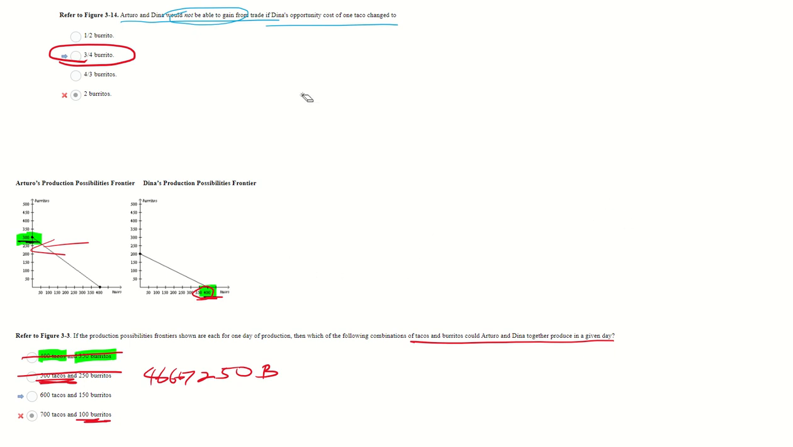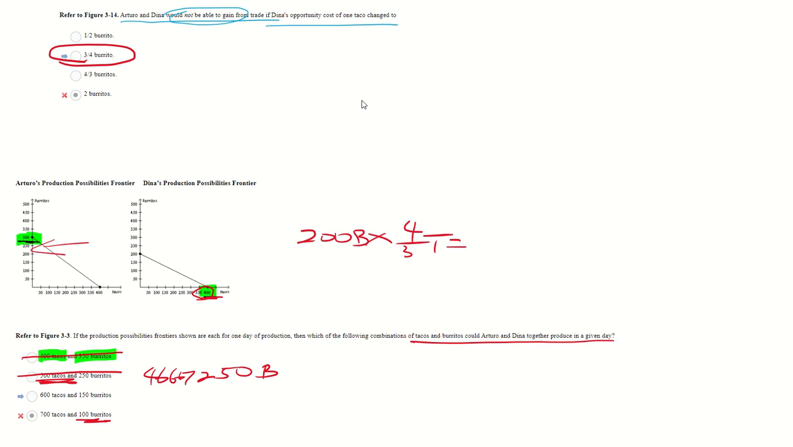So a tour can produce a maximum of 300 burritos, and now we're asking to produce 100 burritos. So we're giving up 200 burritos. Now for 200 burritos, the trade-off is that each burrito can give you 4/3 tacos. So how many tacos would that give us? Let's take a look. So it's 200 divided by 3 times 4.